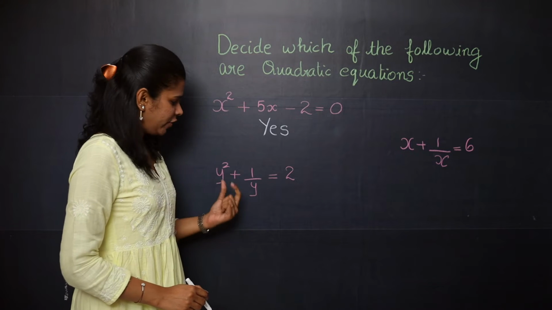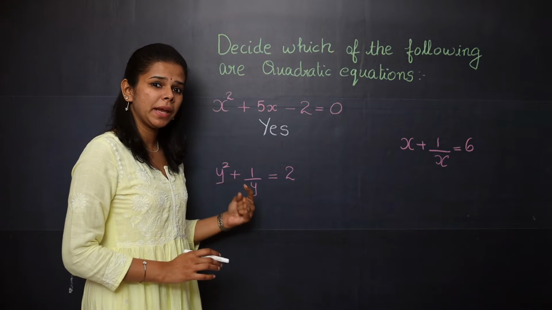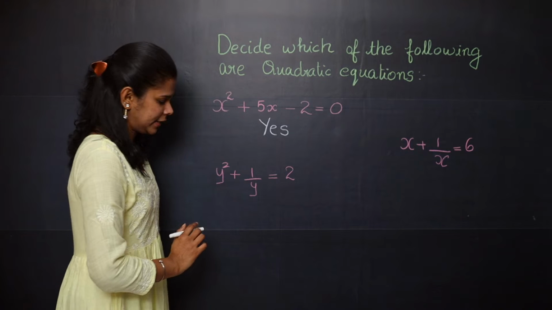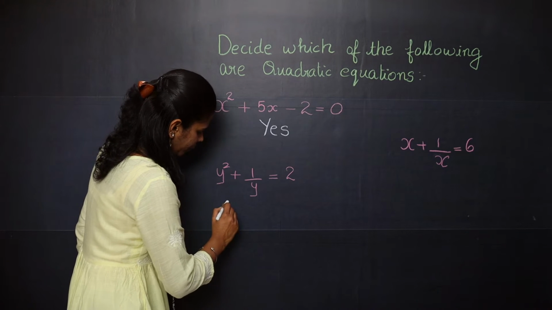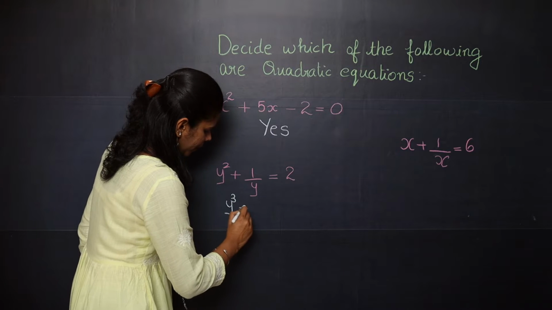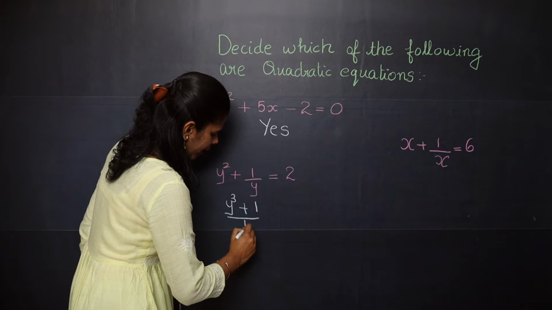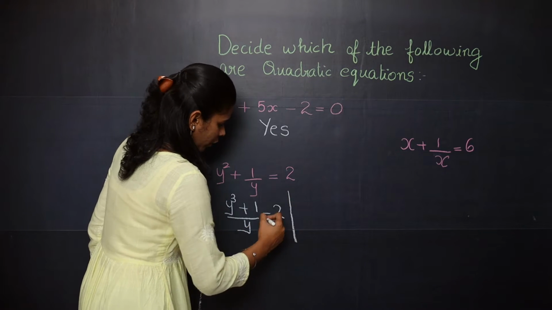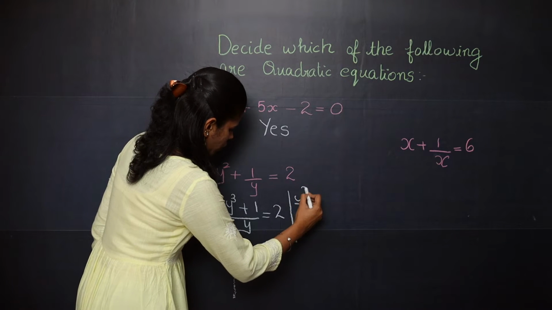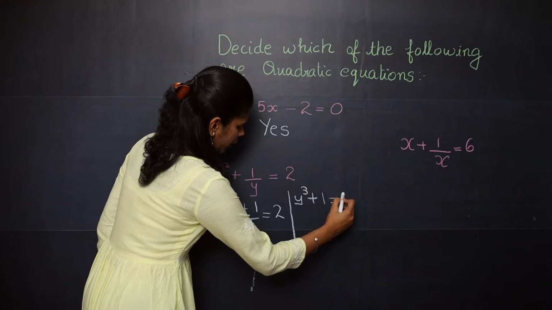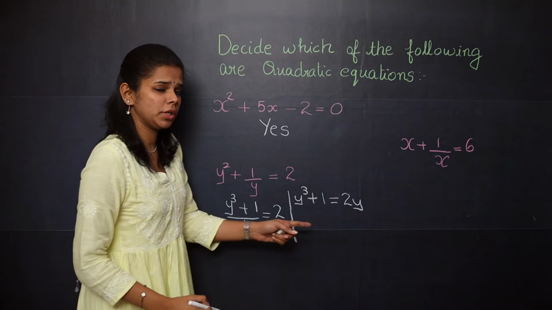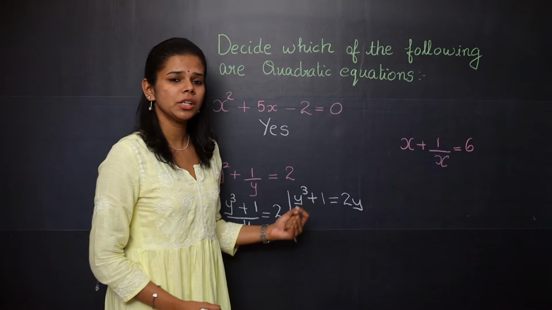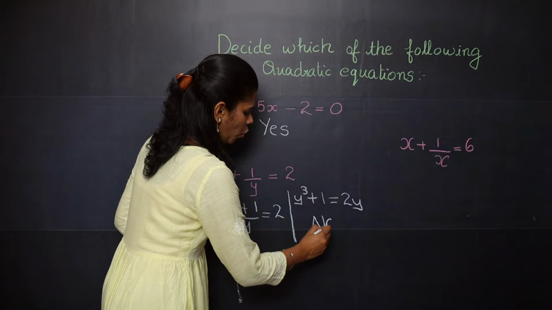Now in this case we need to simplify and put the equation in the standard form. Here I am going to take the LCM. When I take the LCM, it becomes y cube plus 1 the whole divided by y is equal to 2. Now I can cross multiply, so y cube plus 1 is equal to 2y. What is the degree of this? What is the highest power of the variable? It is 3. So this is not a quadratic equation, so you should say no.